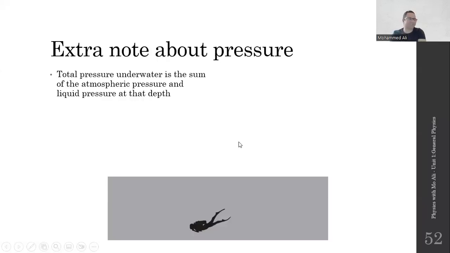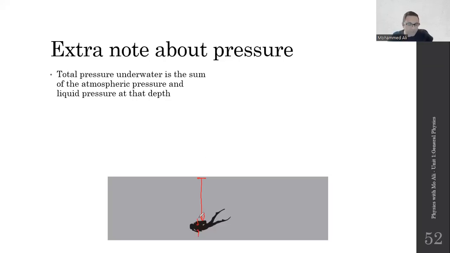Last thing when it comes to pressure. The pressure underwater has an extra detail about it. When you go deeper, the deeper you are underwater, the more pressure acts on your body. You say, yeah, I know that, because there's obviously more water, there's more depth. And it's harder to breathe, because there's more pressure acting on your body.